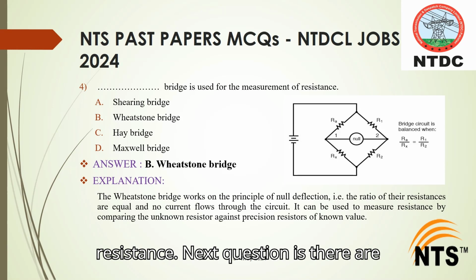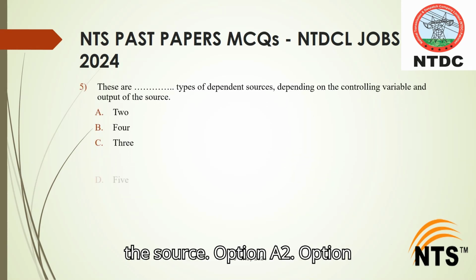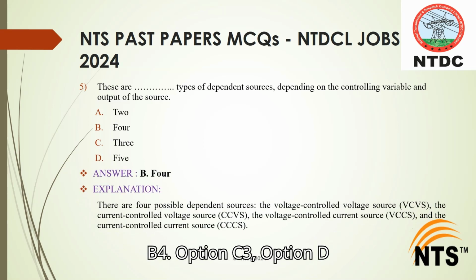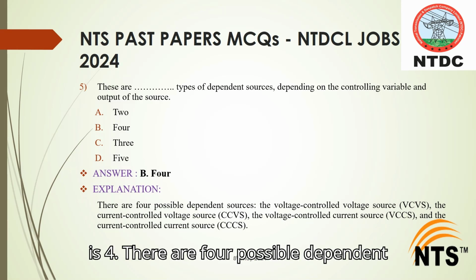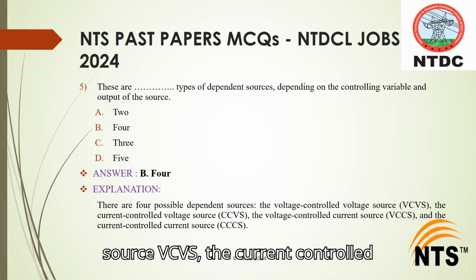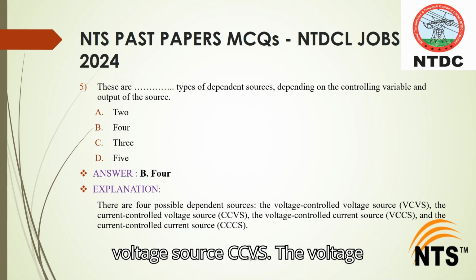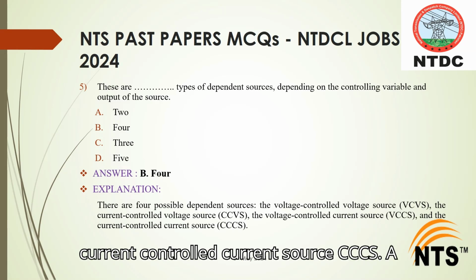Next question is, there are dash types of dependent sources, depending on the controlling variable and output of the source. Option A, 2. Option B, 4. Option C, 3. Option D, 5. The correct answer is option B, which is 4. There are 4 possible dependent sources: the voltage-controlled voltage source, VCVS, the current-controlled voltage source, CCVS, the voltage-controlled current source, VCCS, and the current-controlled current source, CCCS.